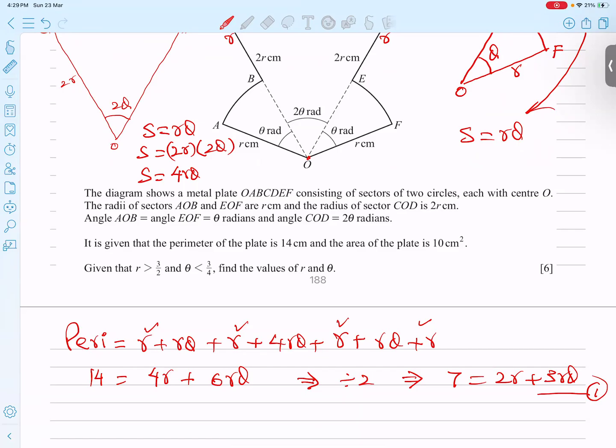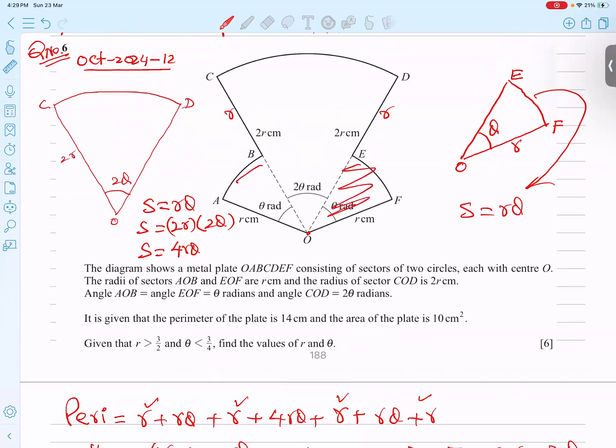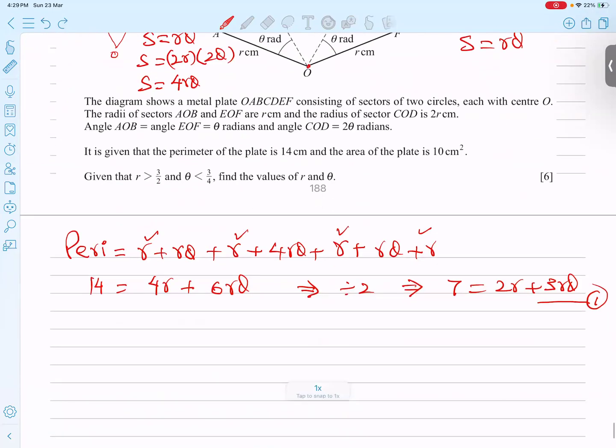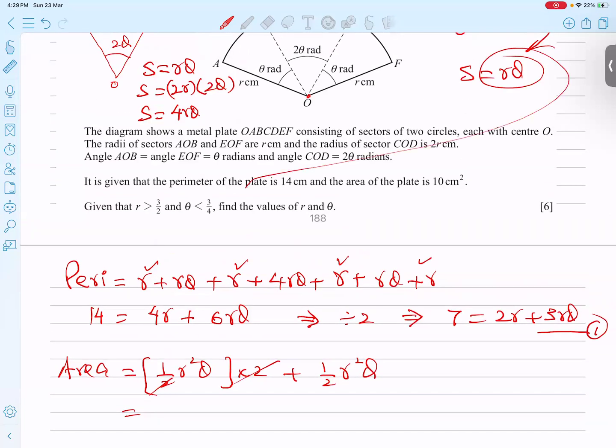The next part is the area of the plate. Actually, the area of the plate means the area of this sector times 2, plus the big area. So let's go for it, the area of the sector. I'm writing here the area of the whole plate. The formula is half R squared theta, times 2, logically, for the smaller diagram. And half R squared theta, this is the big one. Okay, this 2 cancels out, and the small radius and theta remain the same. So I'm leaving it as R squared theta.